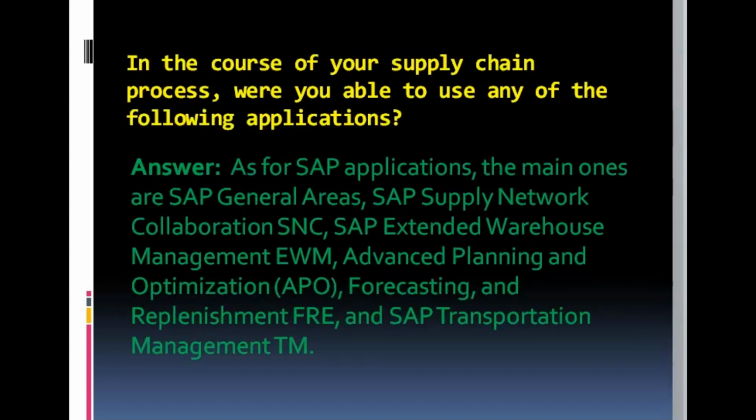In the course of your supply chain process, were you able to use any of the following applications? Answer: As per SAP applications, the main ones are SAP General Areas, SAP Supply Network Collaboration (SNC), SAP Extended Warehouse Management (EWM), Advanced Planning and Optimization (APO), Forecasting and Replenishment (FRE), and SAP Transportation Management (TM).